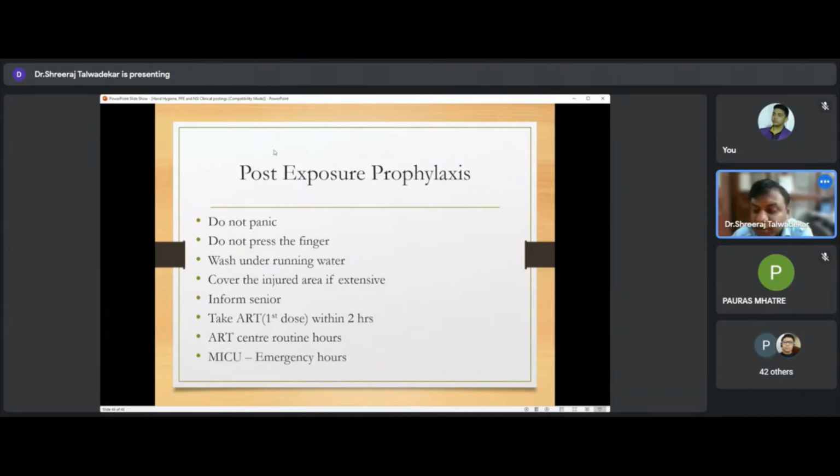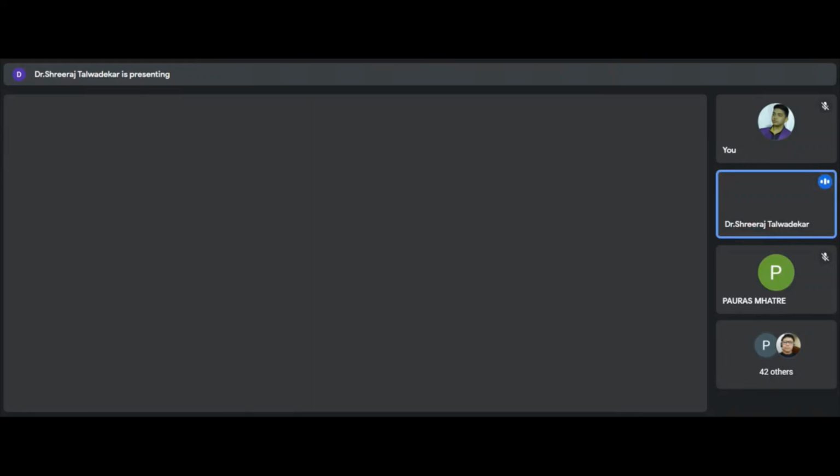So you have to take at least the first ART, antiretroviral therapy dose, within 2 hours of exposure. What happens is after 2 hours, the virus already enters the lymphocyte. So if you take it after that, the efficacy of the post-exposure prophylaxis will be lessened. So always remember, once you have been exposed and there is bleeding, you have to take at least the first dose, irrespective of the status of the patient. Please realize this. Whether the patient is from a VIP family, whether the patient is a well-to-do person, no one is immune to HIV, hepatitis B.